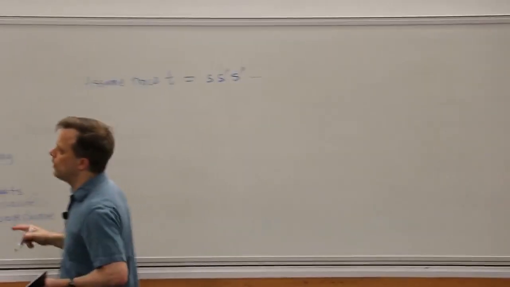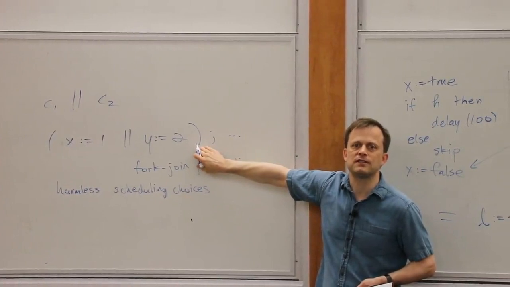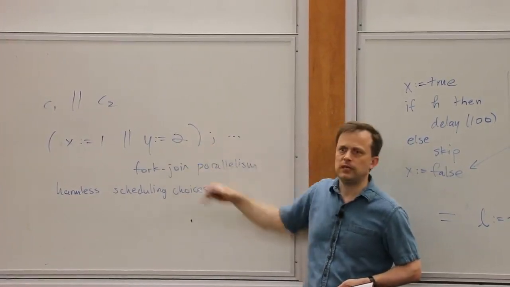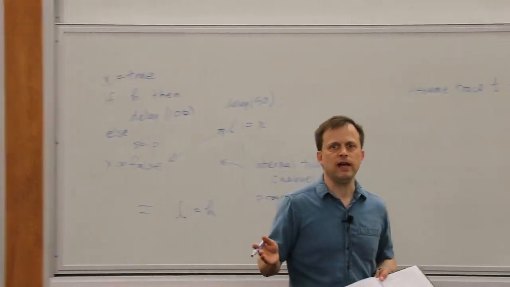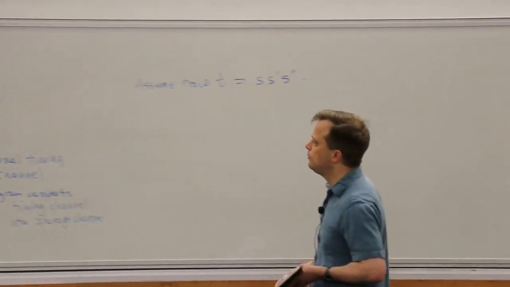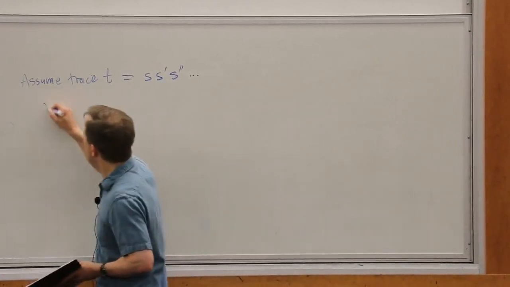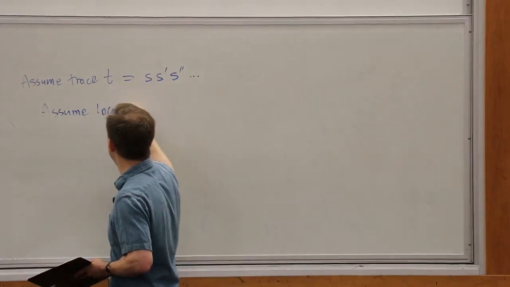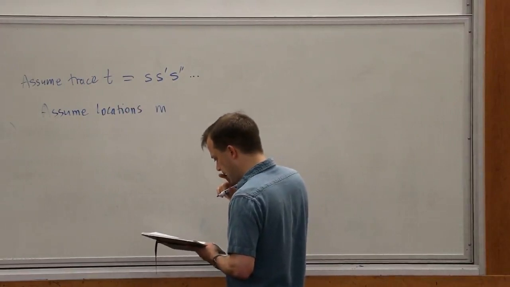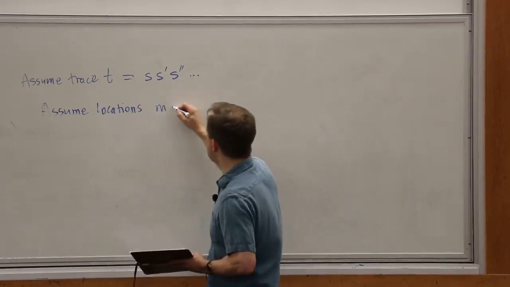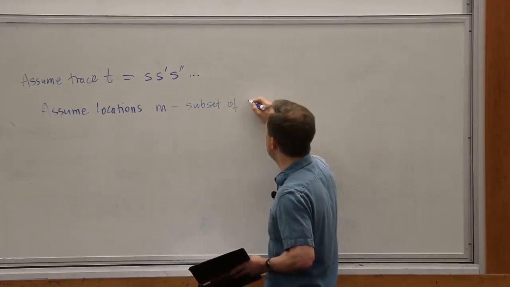Now, the key thing that made this work was that the two threads weren't really talking to each other. They were affecting different locations. So if we assume that we can partition our state into locations that are going to be disjoint across different threads, then we can allow this kind of harmless interleaving choices. So let's suppose that we have some set of locations, which I'll call M. And these will be subsets. So any given location will be a subset of the state.